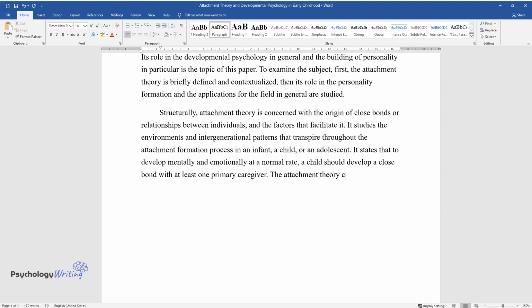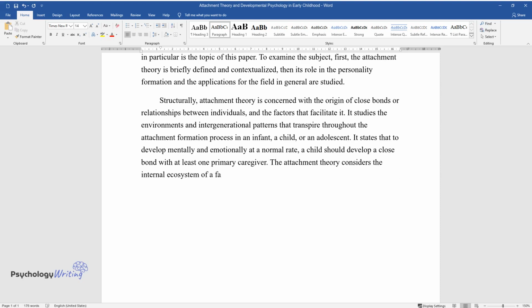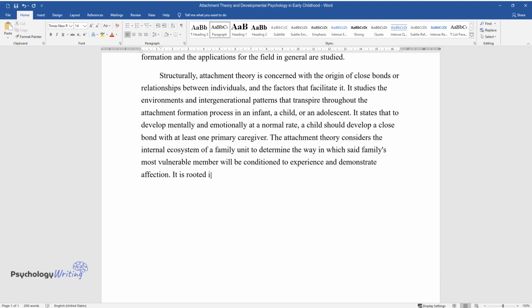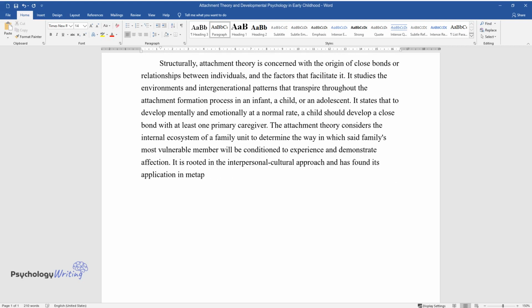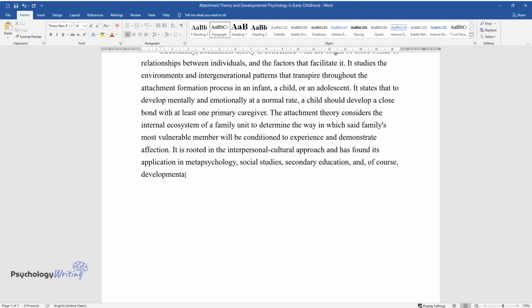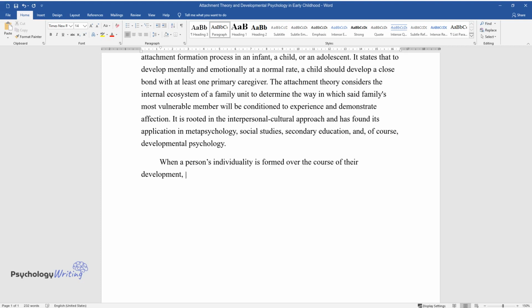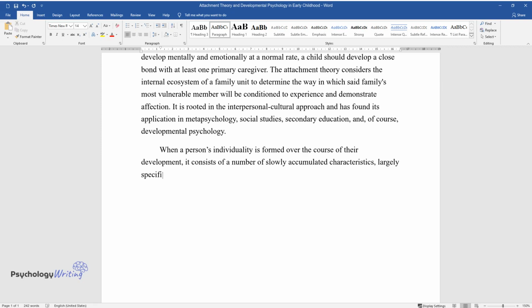The attachment theory considers the internal ecosystem of a family unit to determine the way in which said family's most vulnerable member will be conditioned to experience and demonstrate affection. It is rooted in the interpersonal cultural approach and has found its application in metapsychology, social studies, secondary education, and, of course, developmental psychology. When a person's individuality is formed over the course of their development, it consists of a number of slowly accumulated characteristics, largely specific to them.